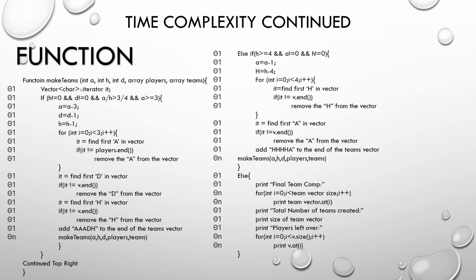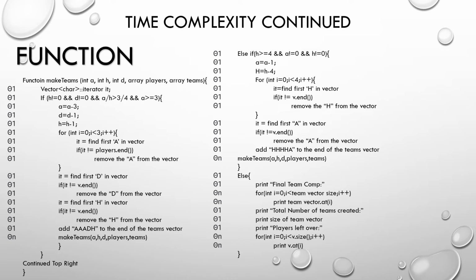Here we're looking at our make teams function for time complexity. So we have a theta 1 for setting our iterator. We have a theta 1 for our if statement, theta 1 for setting a, d, and h equal to their new value. We have a theta 1 for this for loop since it only runs up to 3 times.